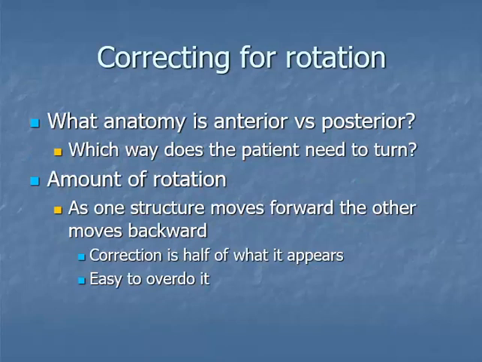So correction for rotation, we're going to take a look at what anatomy should be anterior, what anatomy should be posterior, what anatomy should be superimposed, and then with those three things in mind, determine which way the rotation needed to go versus which way it did go, or how much rotation we should have versus how much rotation we do have.